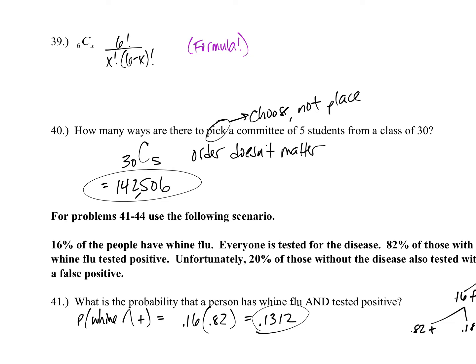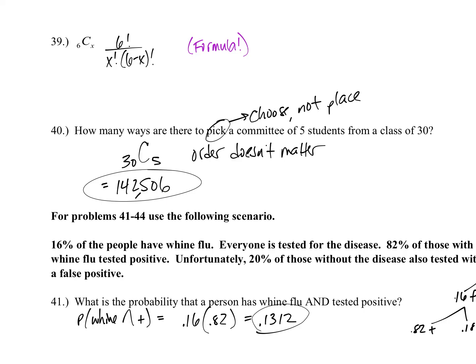Okay. Number 40, let's see, how many ways are there to pick? So you're choosing, and the order doesn't matter. So you are choosing 5 students. It's not like you're placing them 1st through 5th or anything like that. You are strictly choosing. So order doesn't matter. Choose tells you to use the C. So use the C button in the calculator. Out of 30, choose 5. There's a bajillion different ways to do that.